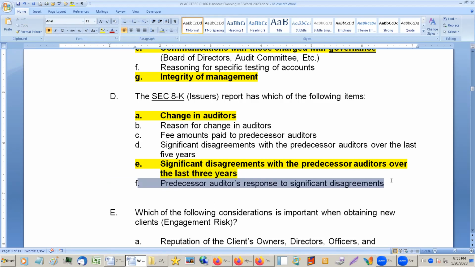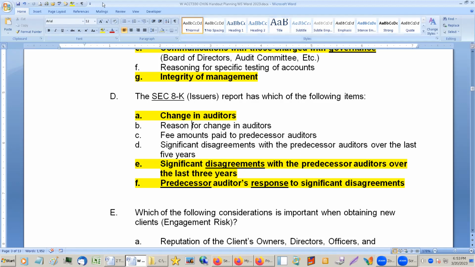And they will have the predecessor's response to specific disagreements. So they'll say what the disagreements were, and the predecessor's response to them. So they really don't get too much into it, other than the disagreements. They don't get into how much they were paid, why you're changing, anything like that.